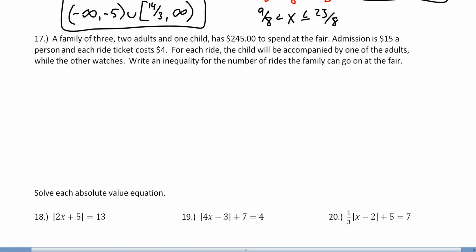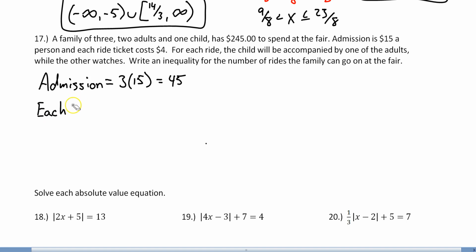All right, so there's 2 components to this thing. The first thing is we have to figure out how much they're going to pay to get into the fair. So we have to figure out the price of admission. All right, and so the price of admission here, because there's 3 of them, and it's $15 for each, we're just going to do 3 times 15 and say, okay, the price of admission is $45. All right, so we know they're spending that amount.